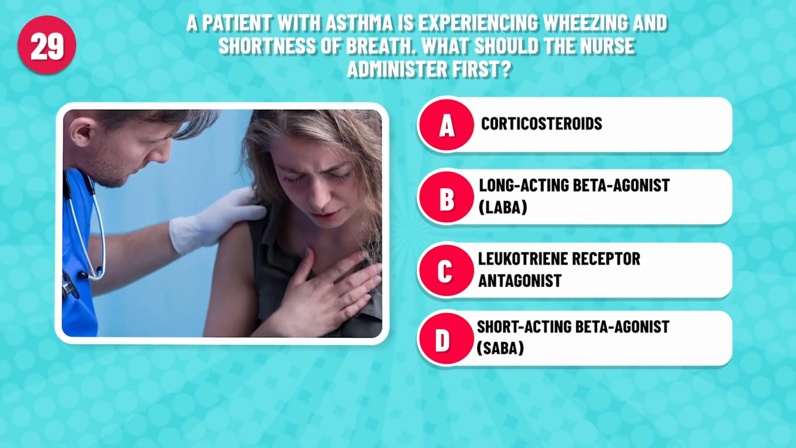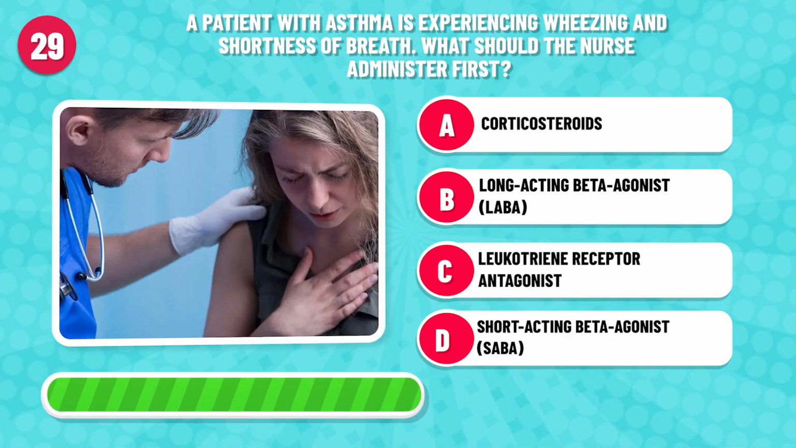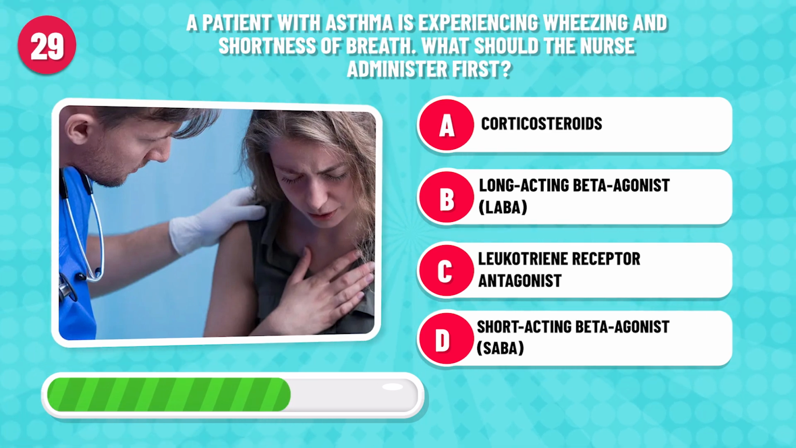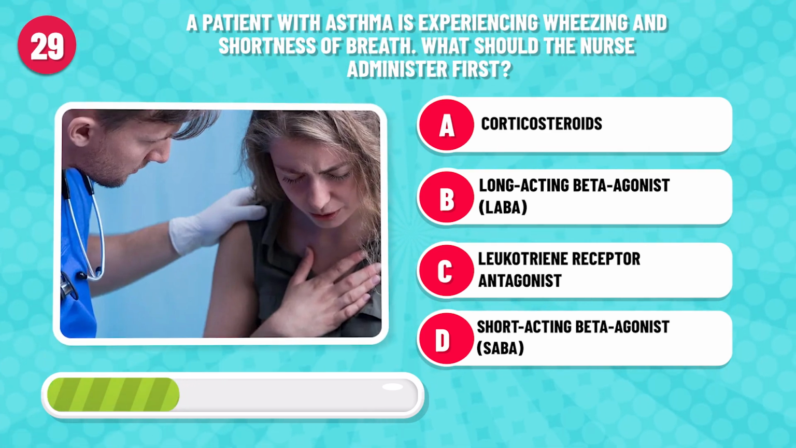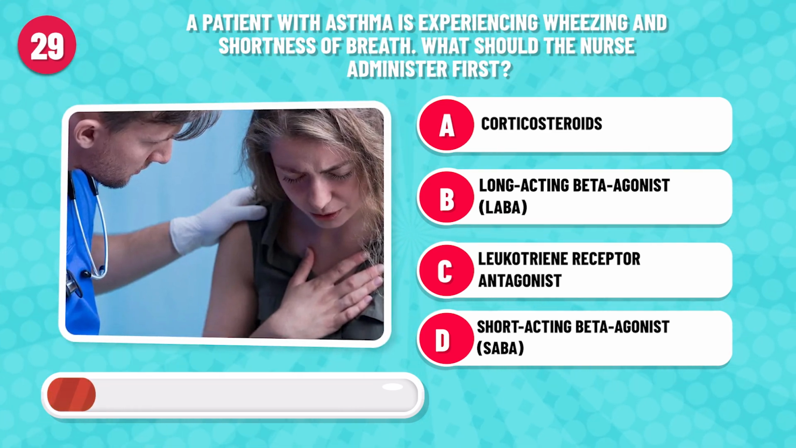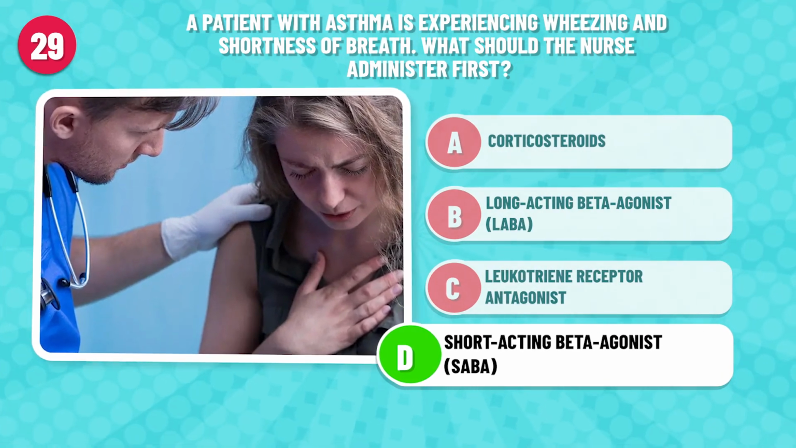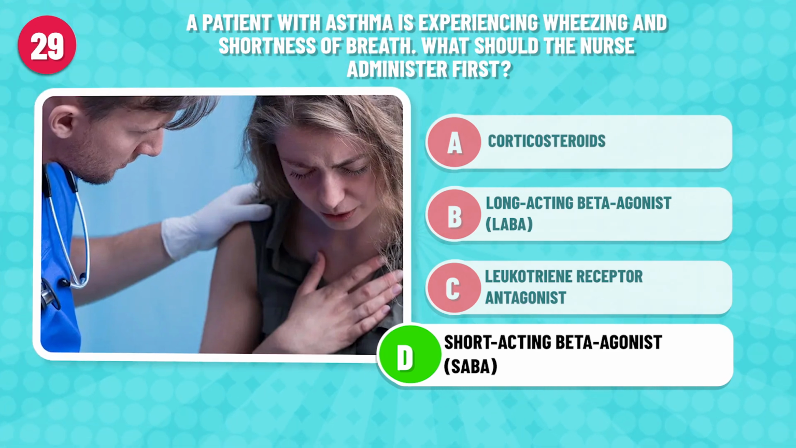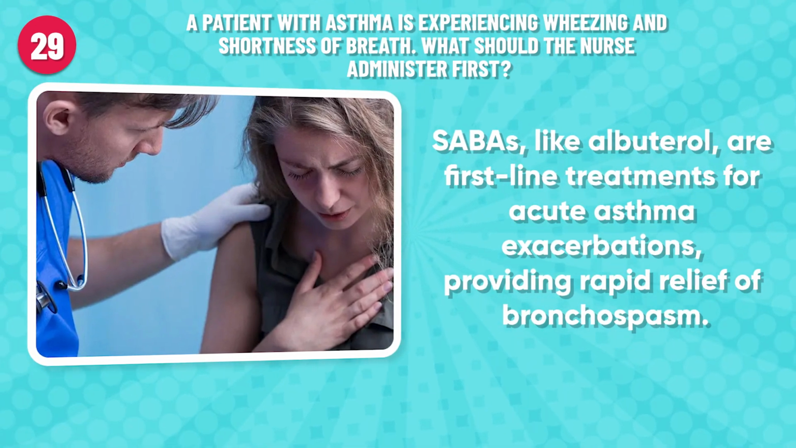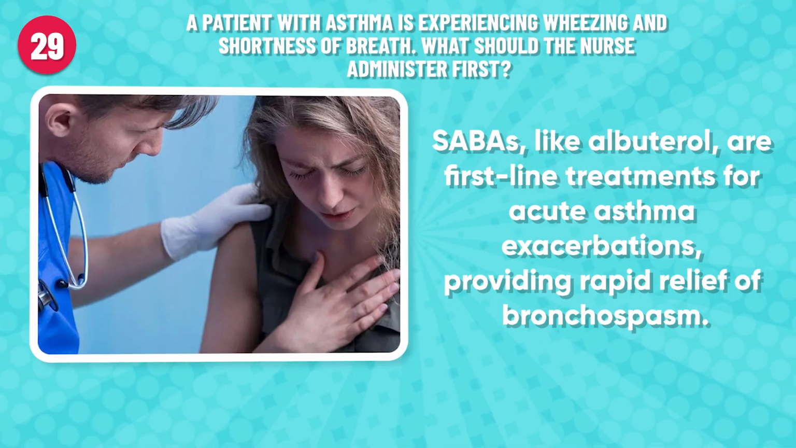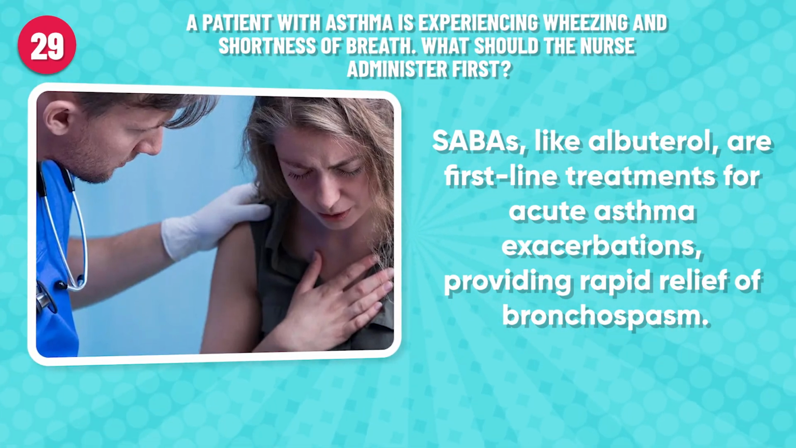A patient with asthma is experiencing wheezing and shortness of breath. What should the nurse administer first? It's D. Short-acting beta agonist. SABAs, like albuterol, are first-line treatments for acute asthma exacerbations, providing rapid relief of bronchospasm.